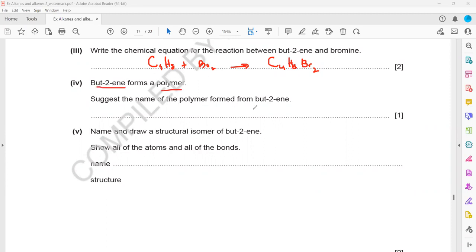Butene forms a polymer. Name the polymer which is formed from this. Which polymer will it form? Polybutene. Yes, because the name of the polymer is after the monomer. So if the monomer was butene, the polymer will be polybutene.